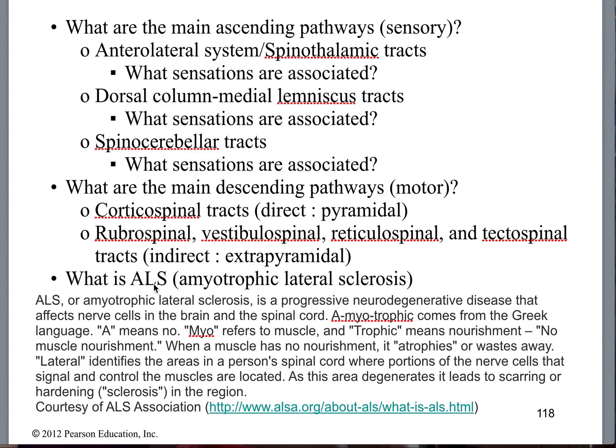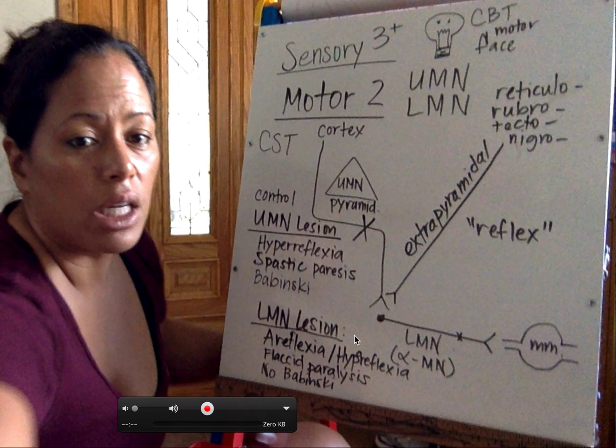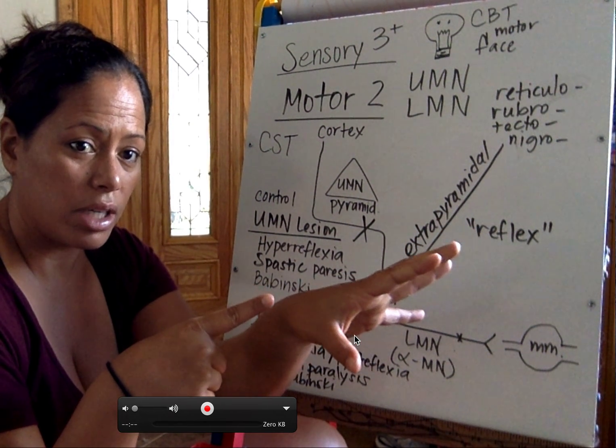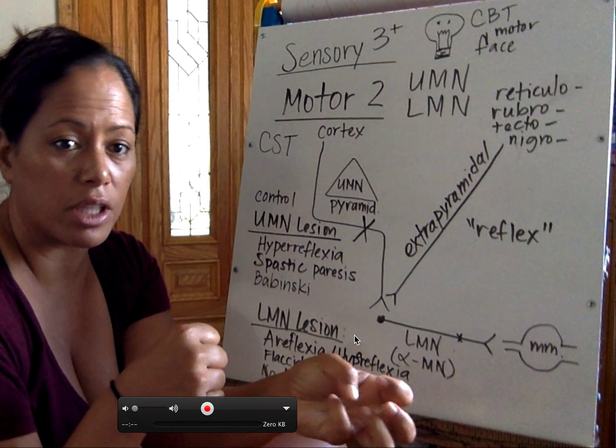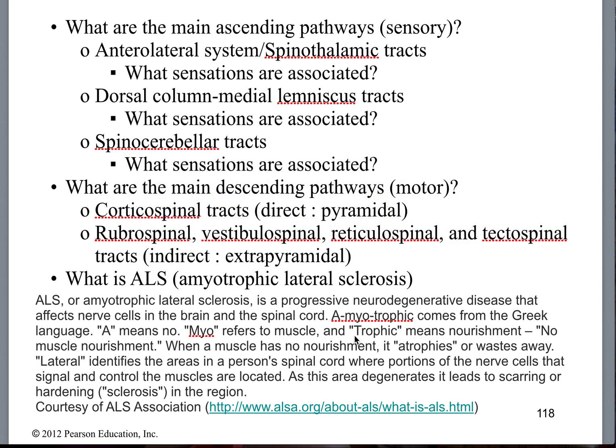And then what is ALS? This was a question in your study guide. Well, it's also known as Lou Gehrig's disease, and I pulled this off the ALS Association site, and here's the address if you guys want to look at it. Amyotrophic lateral sclerosis is a progressive disease that affects nerve cells, right? And this one basically refers to, so we said nerve, muscle. If I degenerate the nerve, I have atrophy in the muscle. That's all that it's referring to. Well, that's not all that it's referring to, but that's the meaning of the word itself. So degeneration leads to scarring, hardening, sclerosis in the region. Okay, done.